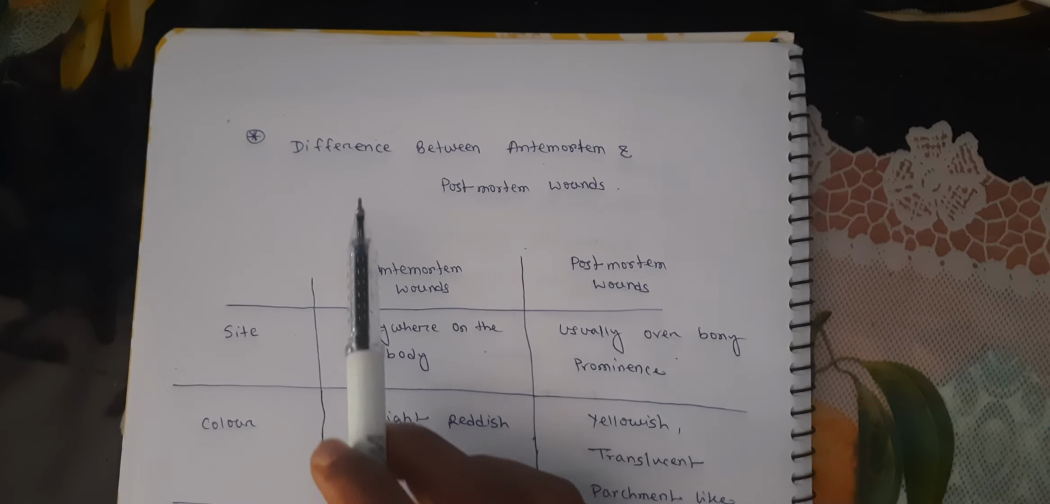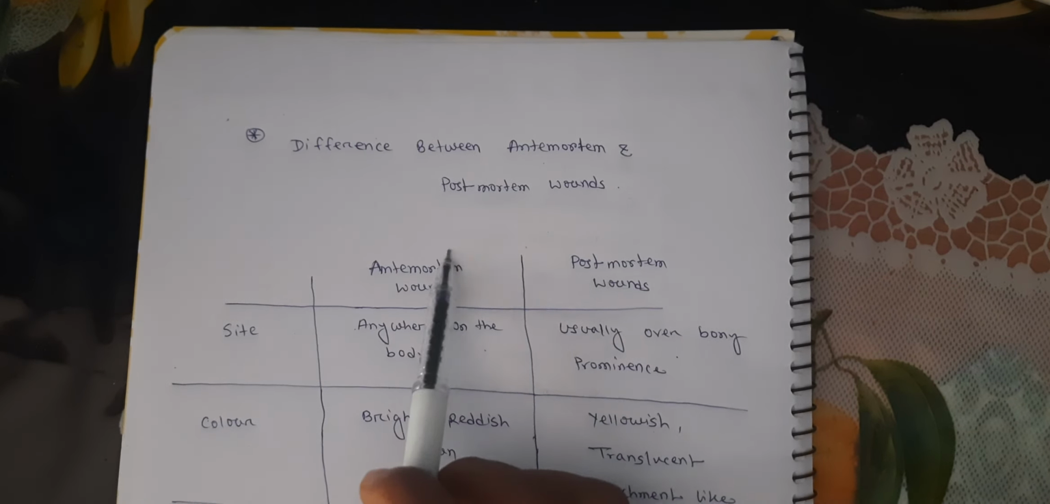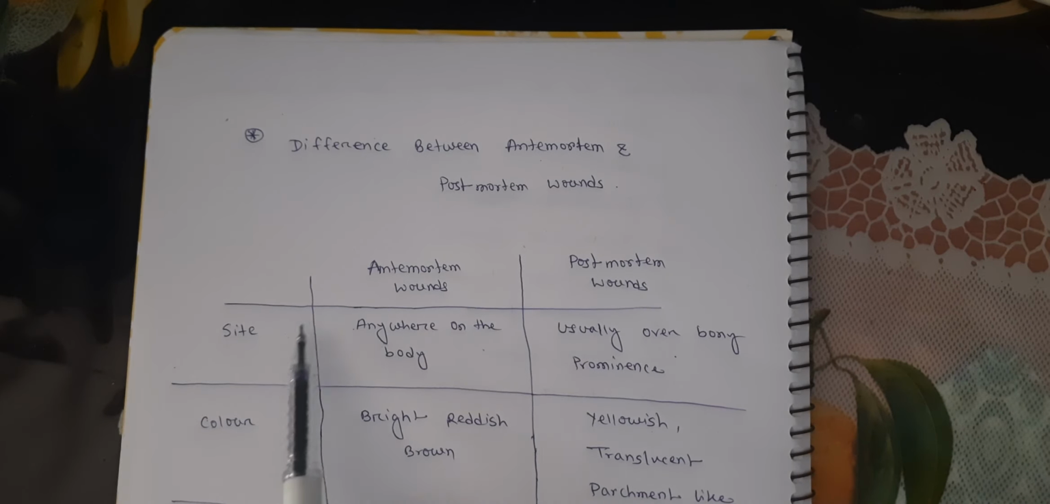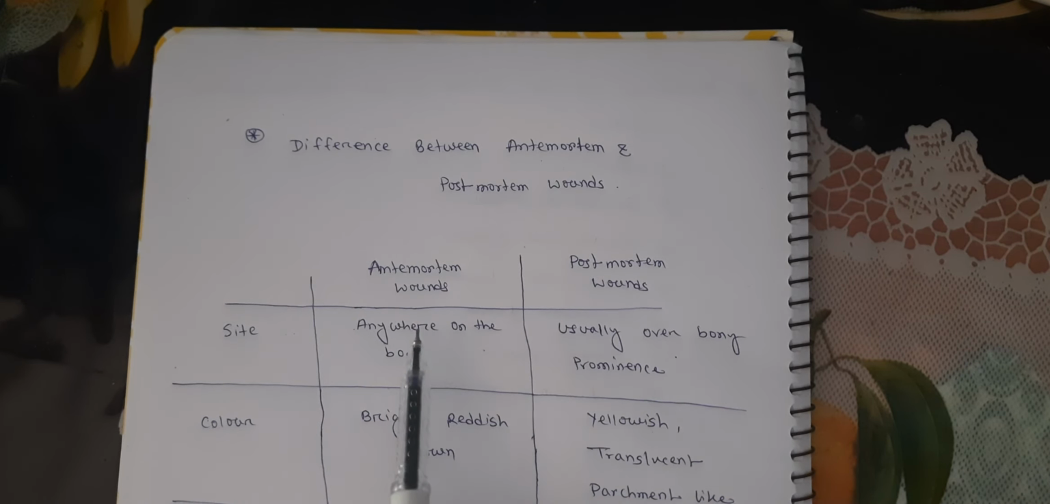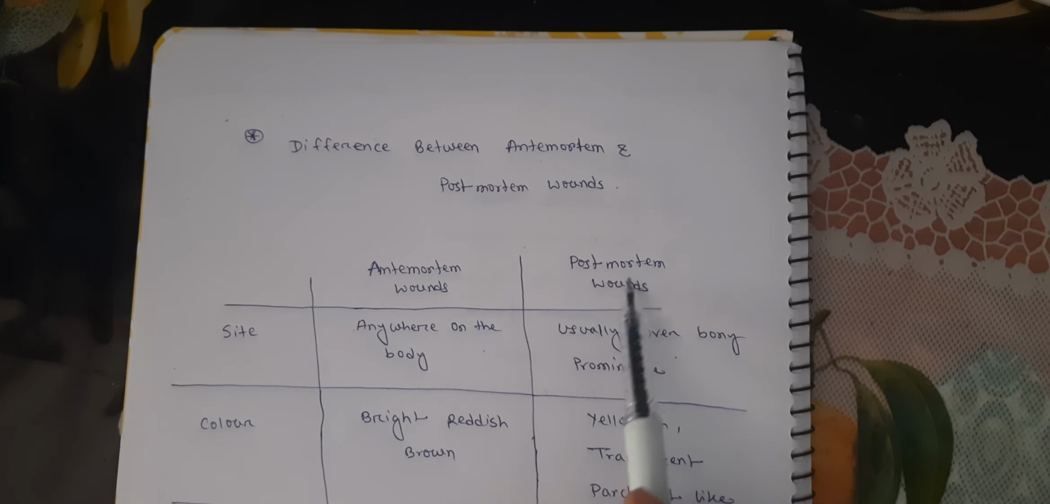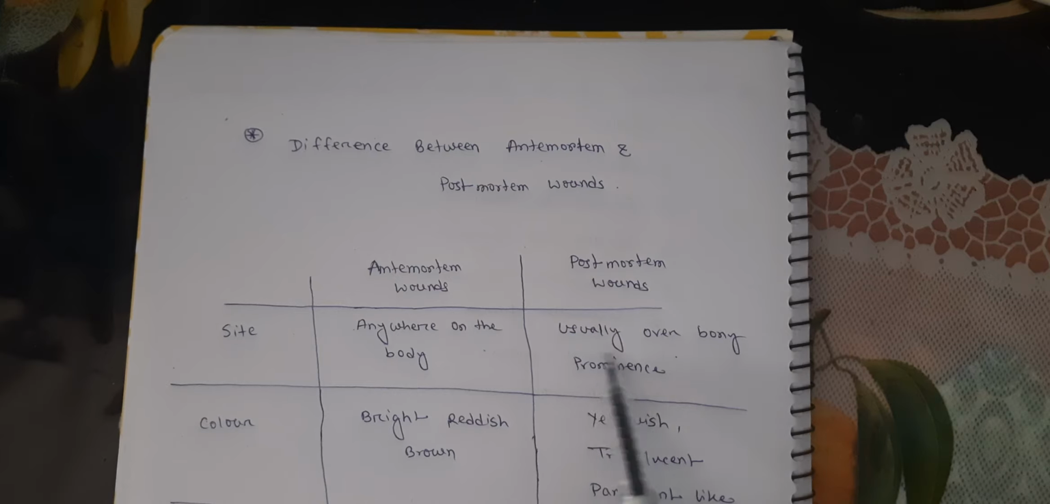So today our topic is the difference between antemortem and postmortem wound. And the first point is site. In antemortem wound, the sites are anywhere on the body. And in case of postmortem, usually over the bony prominence.